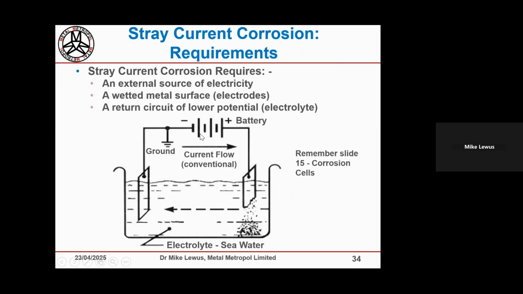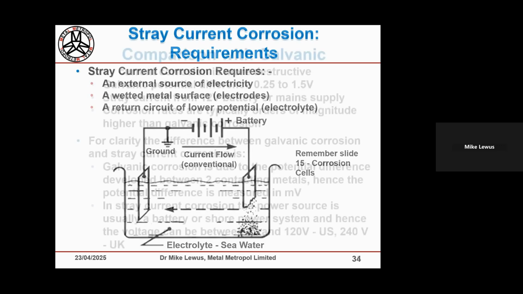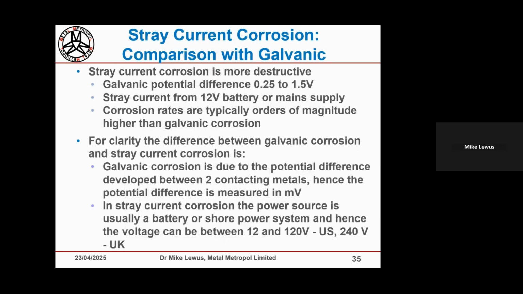And I refer back to this slide where we had an external cell, an external battery, in a corrosion cell, and it can be used to either drive corrosion harder or suppress it. Obviously, we use it in a positive way in an ICCP system. But if there's an external source of electricity that's unintended and there's a wetted surface with a return circuit path, well, we've got the recipe for stray current corrosion.